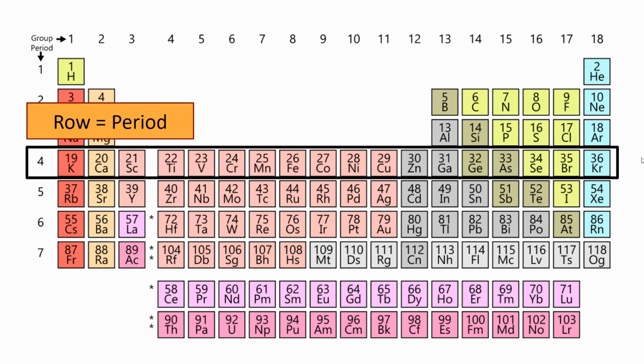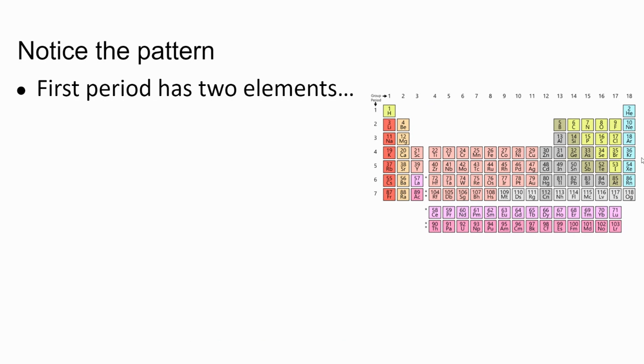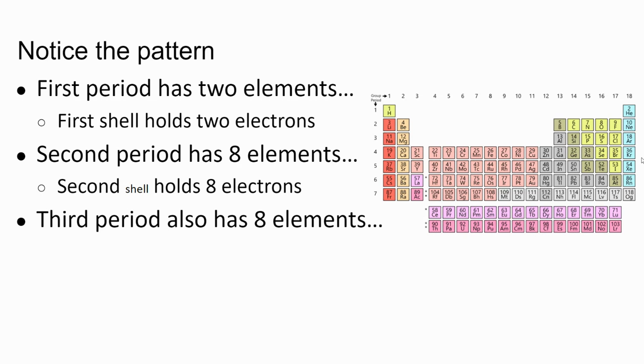So quick review, rows are periods, groups are columns, and if you notice here, in the first period there are only 2 elements, and then in the second period there are 8, and then in the third period there are 8. And this pattern is interesting because, as we notice here, those first 2 elements, hydrogen and helium, remember that first shell holds just 2 electrons. And the second period has 8 elements and holds 8 electrons. The third period also has 8 elements and holds 8 electrons. So kind of an interesting pattern there.